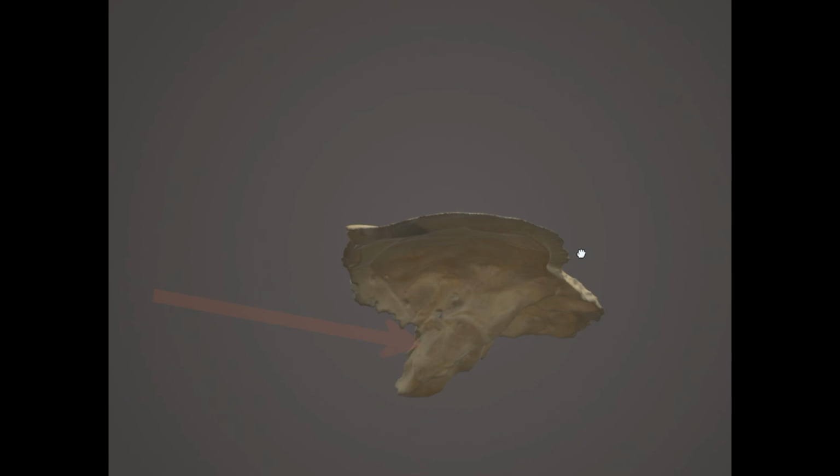The tympanic canaliculus transmits the tympanic nerve, a branch of the glossopharyngeal nerve, cranial nerve 9, as well as the inferior tympanic artery.